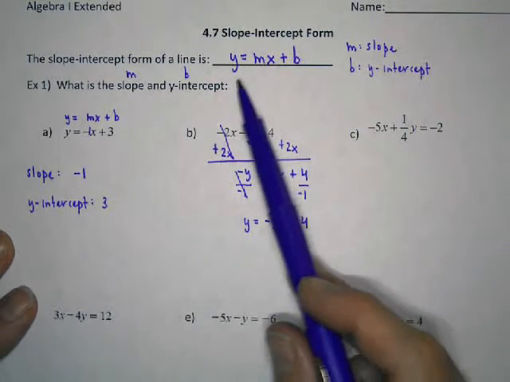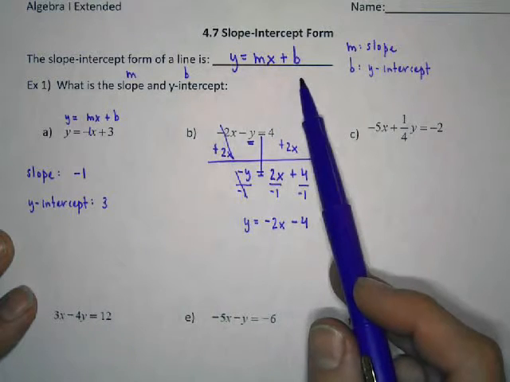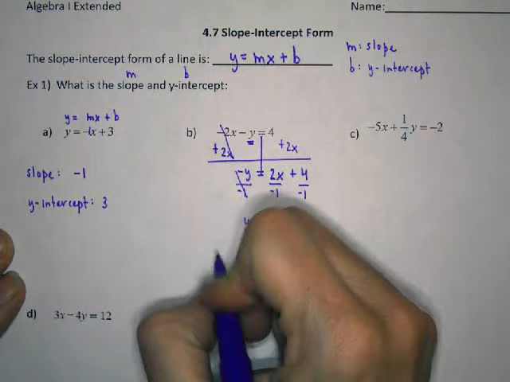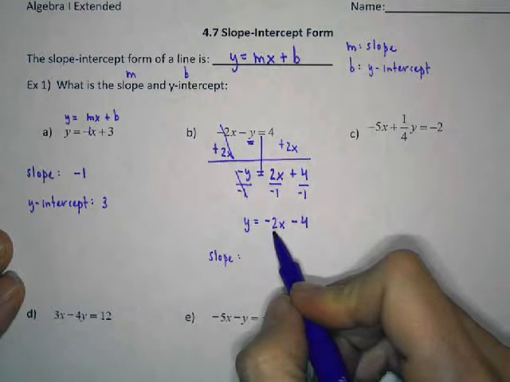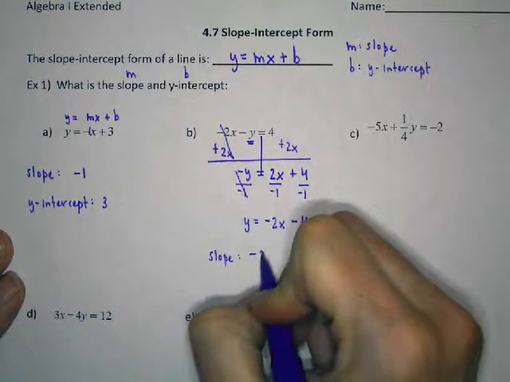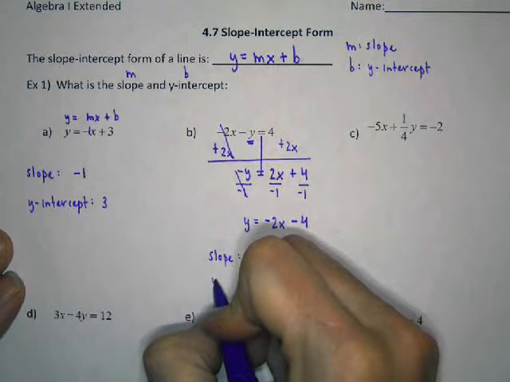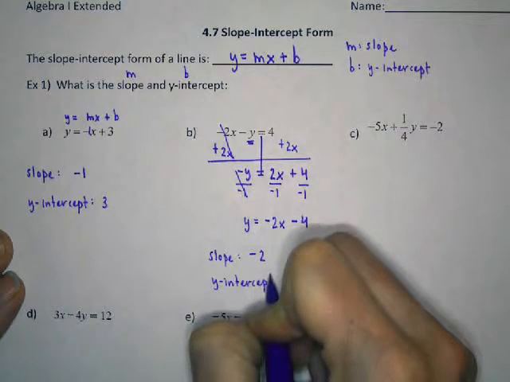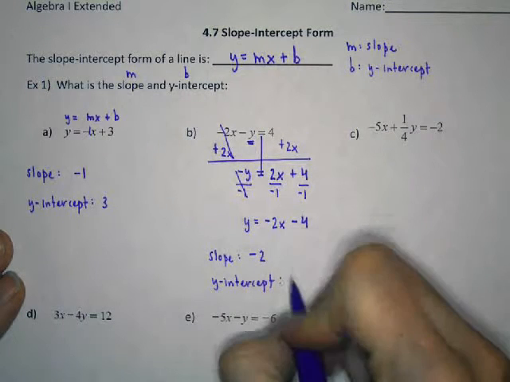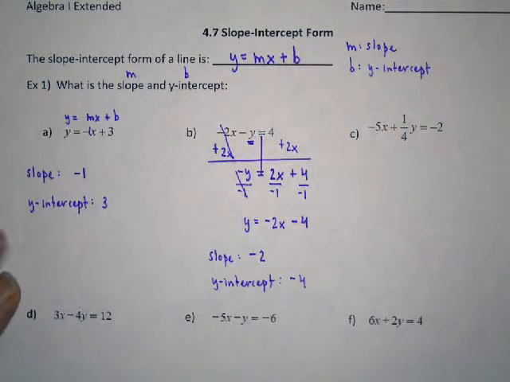Again, our slope-intercept form is y equals mx plus b. So my slope, or my m value, is the coefficient of x. So in this case, it's a -2. My y-intercept, or my b value, is the constant. And for this equation, that is a -4. So that's my slope and y-intercept for this equation.